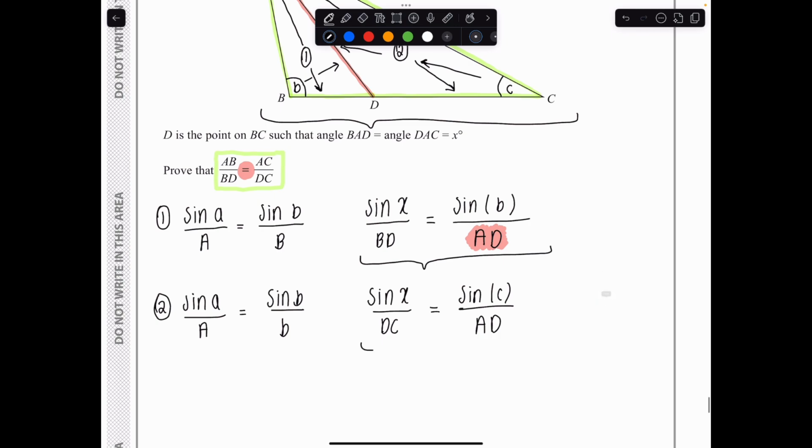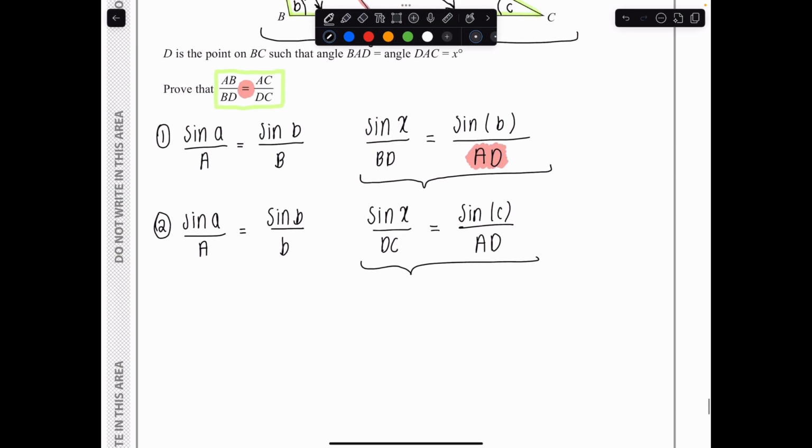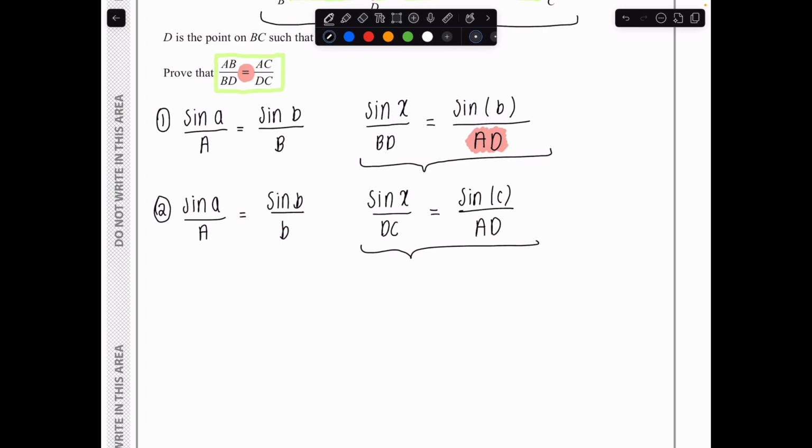So from here, we've got two expressions now, but let's rearrange both of them so we have AD is equal to something. So in this case, what we can do is cross multiplication for both of our expressions. If we do cross multiplication for the top expression, we have AD sine of x is equal to BD sine of B. And then how do we go from AD sine of x to AD on its own? We divide both sides by sine of x. So then we get AD is equal to BD sine of angle B over sine of x.